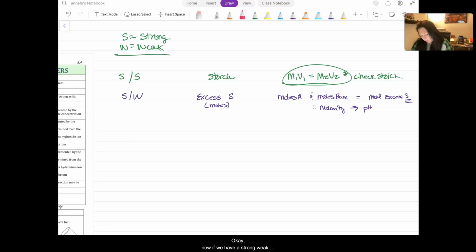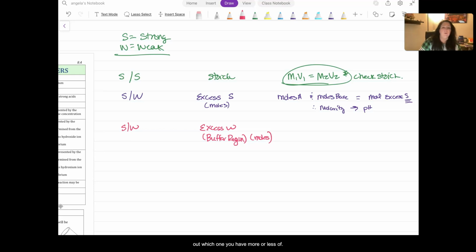Now, if we have a strong weak and the excess is the weak, so if you think about the graphs, you are in the buffer region. Yes, you also need the moles to know for sure. So you need to do the mole calculation real quick to find out which one you have more or less of. Is it more of the strong or is it more of the weak? Okay, so if you still have excess of whoever's weak, then you're in that buffer region.